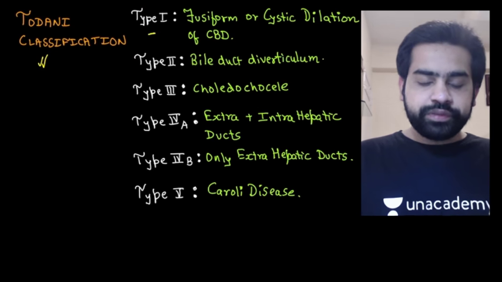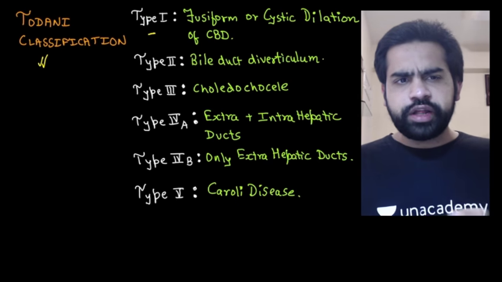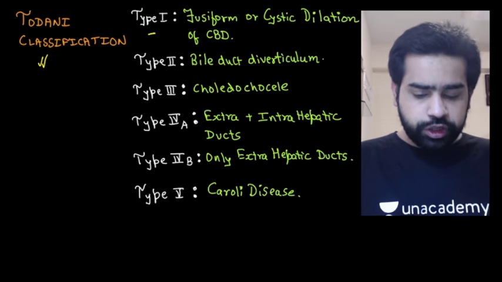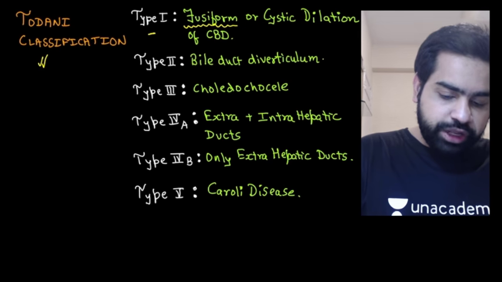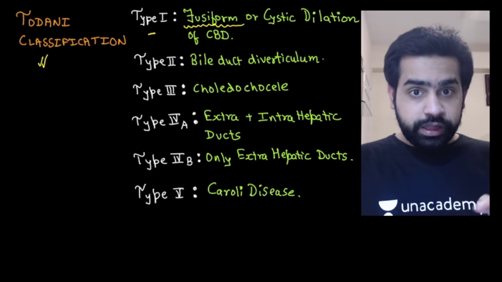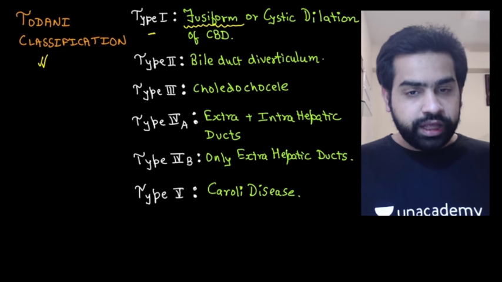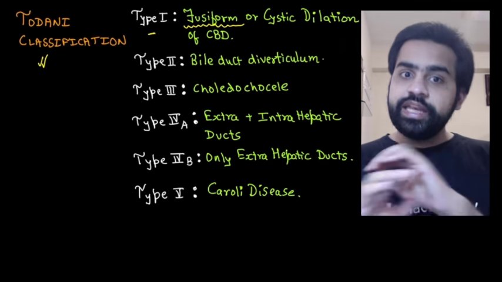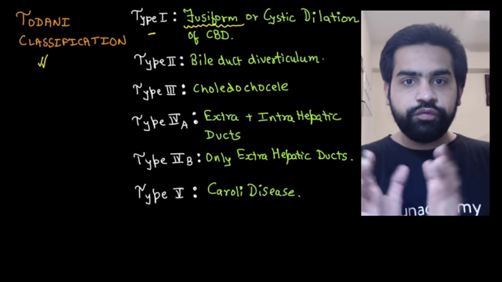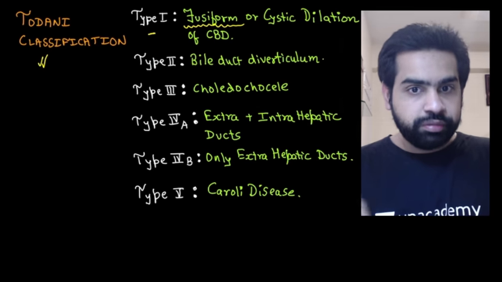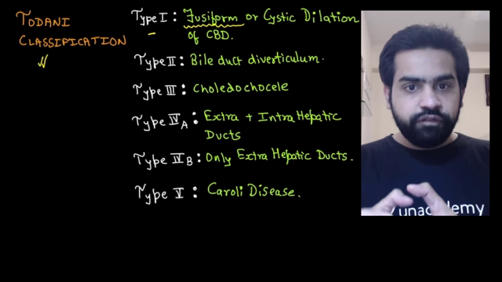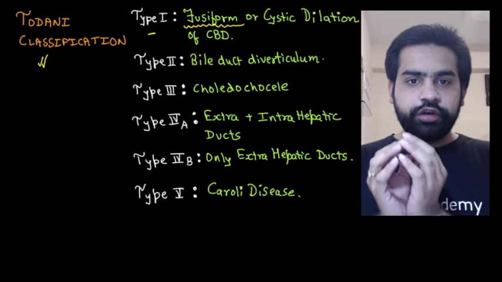Type 1, there is a fusiform dilation. What do you understand by a fusiform dilation? Please understand, fusiform means that the entire circumference of that particular lumen is getting dilated. Please remember this, fusiform. Anywhere in the body, let's say a fusiform aneurysm, it means that the entire circumference is getting dilated. That is what is referred to as fusiform.